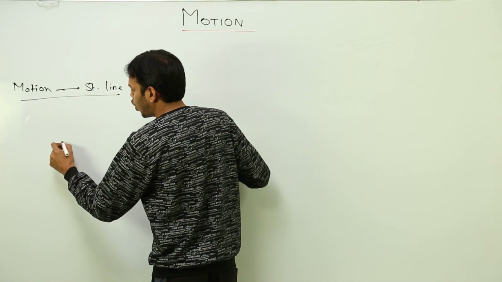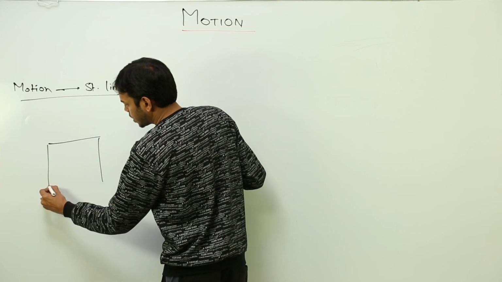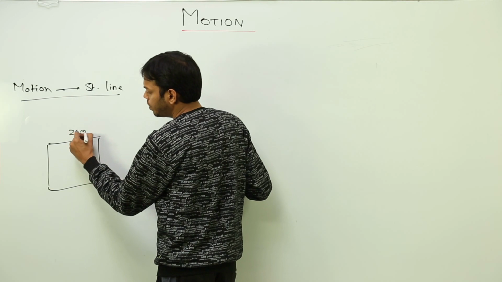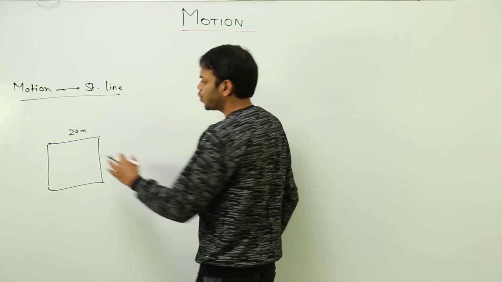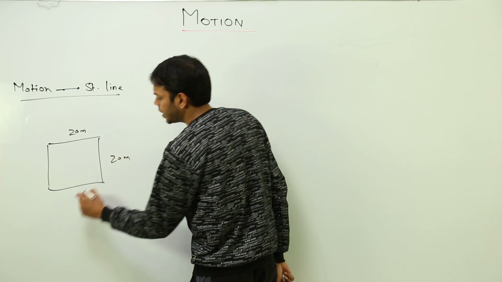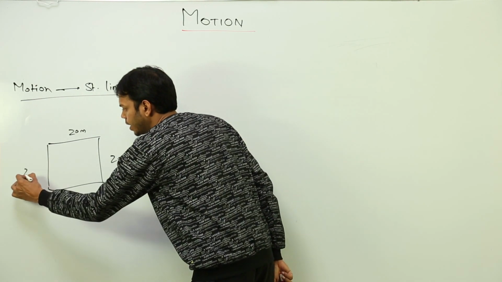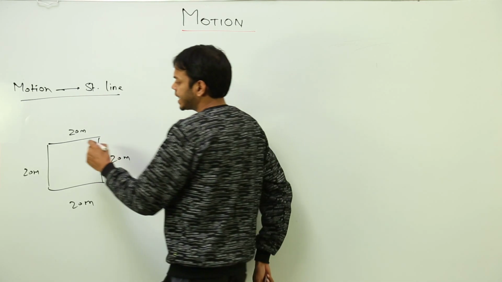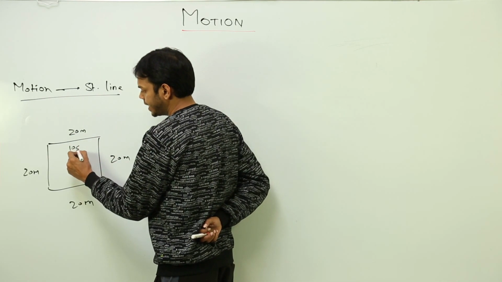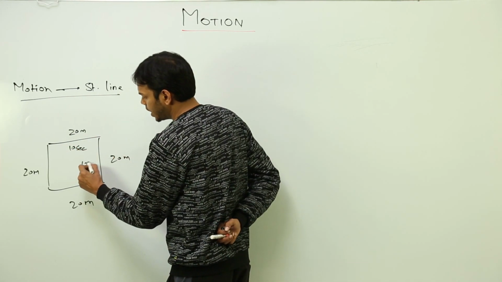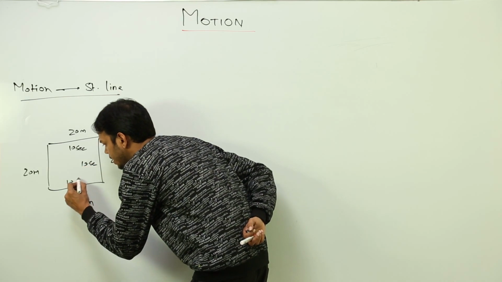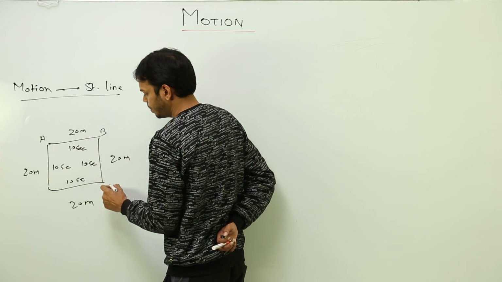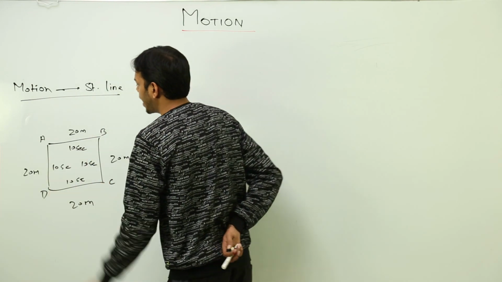There is a person who is walking around a square path of side, say, 20 meters. So he's walking this 20 meters, 20 meters, 20 meters, and 20 meters. Now he's covering this 20 meters in 10 seconds, again this 20 meters in 10 seconds, this 20 in 10 seconds, and this 20 in 10 seconds. From A to B, B to C, C to D, and D back to A.